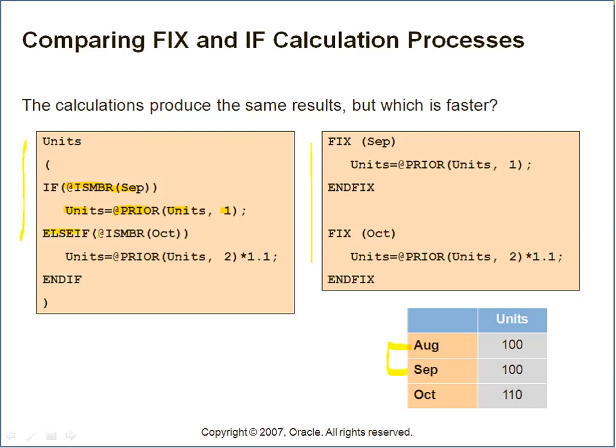Else if @ismember is October, then units is equal to @prior units 2 months prior. So that means if it is October, then pick up the value of 2 months prior to October and multiply it by 1.1 to give me the value of 110. So if it is September, do this calculation, else if it is October, do this calculation.